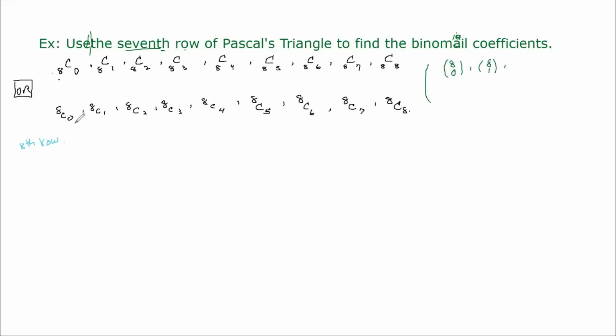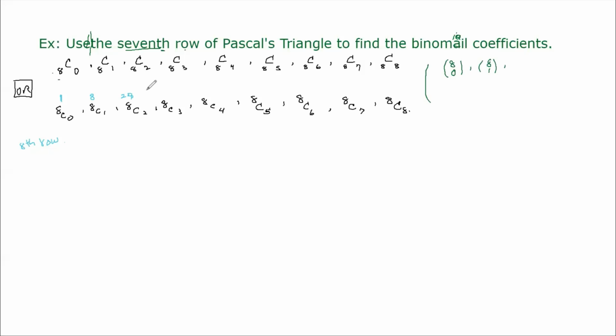7 row, so how do you use a calculator here? 8C0 equals what? Use the calculator. 8C0 is equal to 1, right? 8C0 equals 1. And 8C1 is 8, right? You use a calculator, okay? Or you do it by simplifying, it's okay. And 8C2 is 28, I think it should be 28.